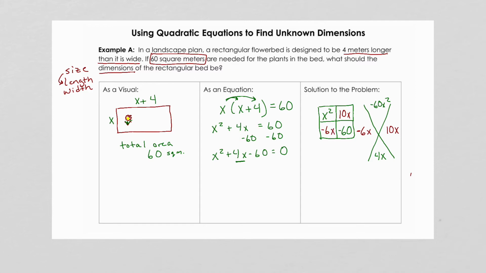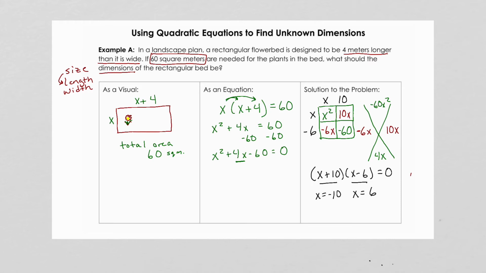All right, so what are my factors? I can put my x and my x here. Let's see, I have to multiply x by 10 to get 10x, so that goes there, and I have to multiply x by negative 6 to get negative 6x. So I can actually write that like this, x plus 10 times x minus 6 equals 0. So we have to find out what makes each of these factors 0. One of them has to be equal to 0 in order for our answer to be equal to 0. So x equals negative 10 would work, or x equals 6.